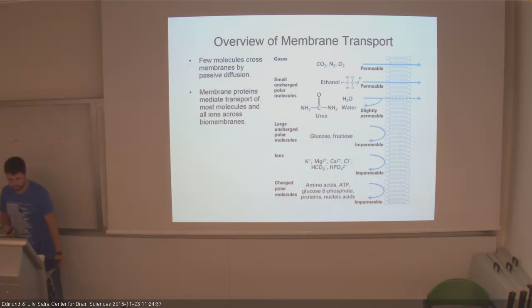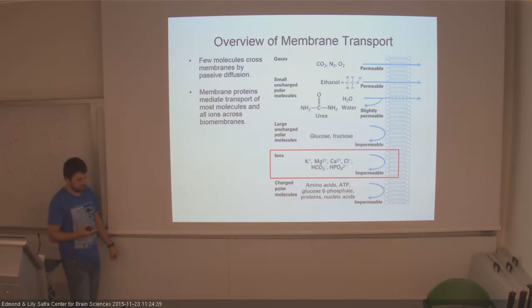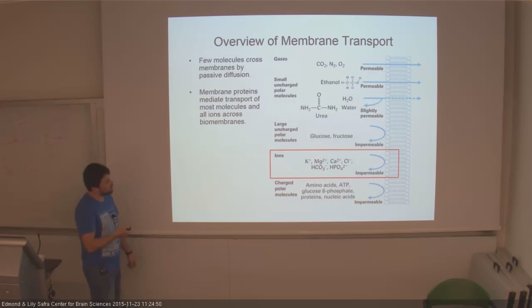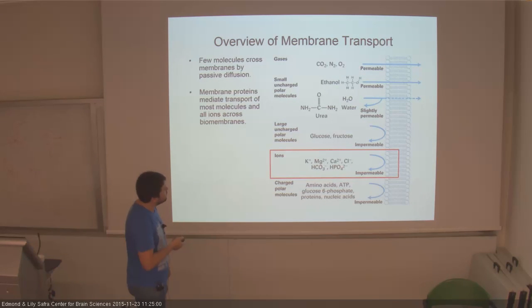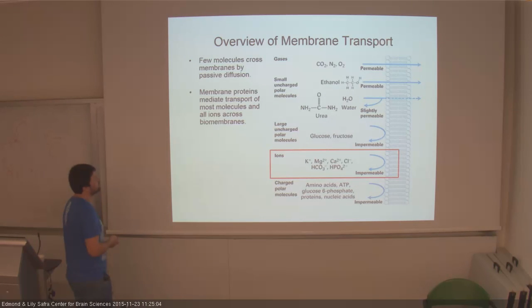So obviously we're going to focus today on ions in general, and the main ions that we're discussing in relation to the biological system will be the potassium ion, the sodium ion, which is not appearing here, and chloride. Also calcium, but we'll discuss it a little bit.